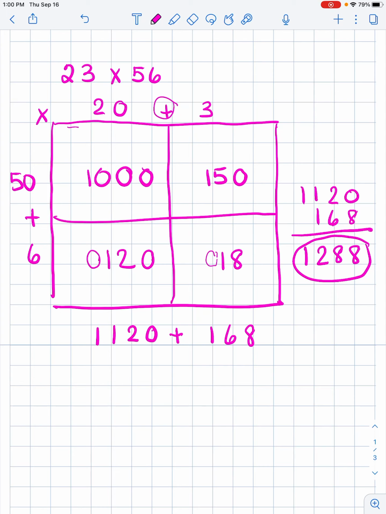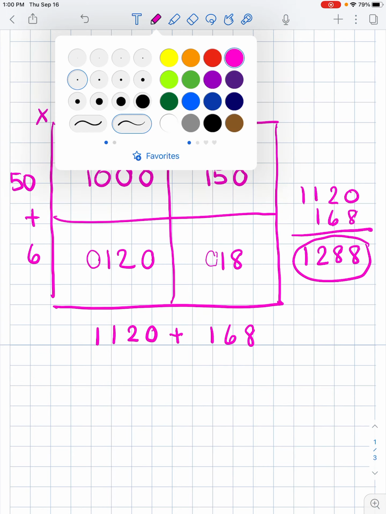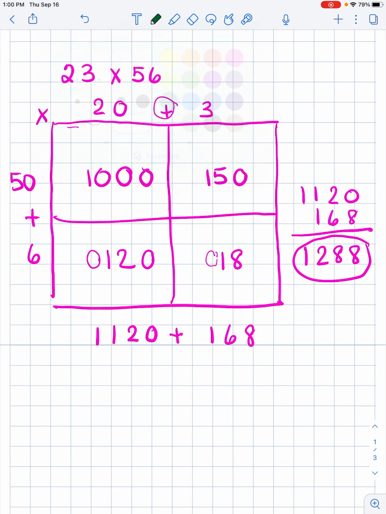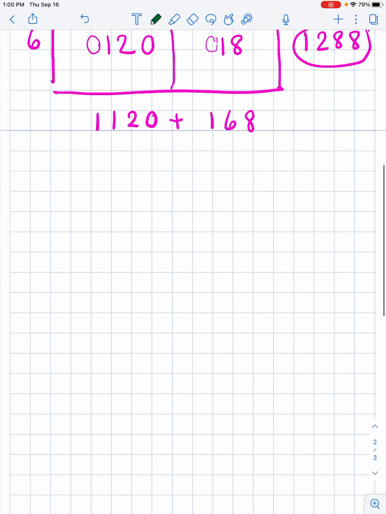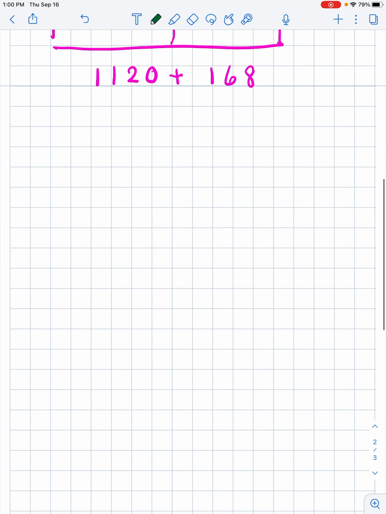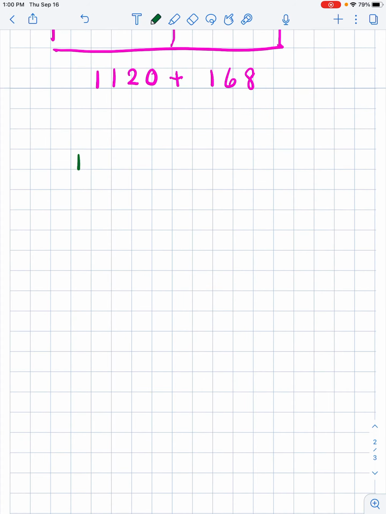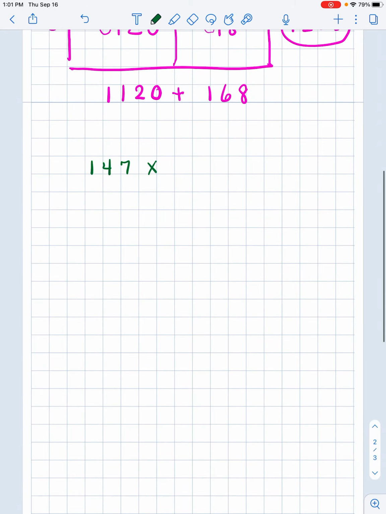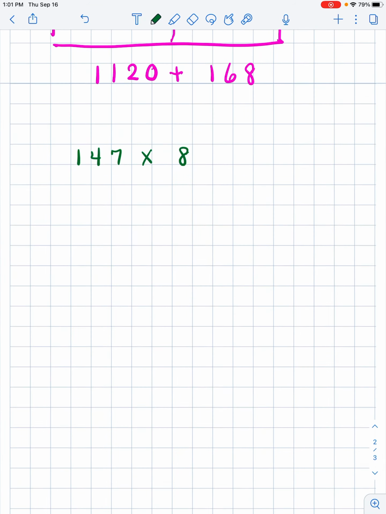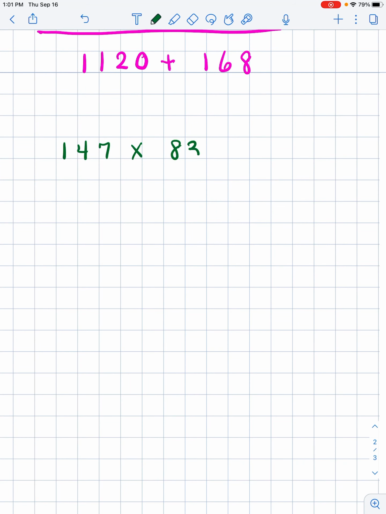Okay, now let's do one that's even a little bit more advanced. Let's do a 3-digit number and a 2-digit number. So let's do 147 times 83. And it looks kind of daunting. It's like, ugh, who wants to do this?